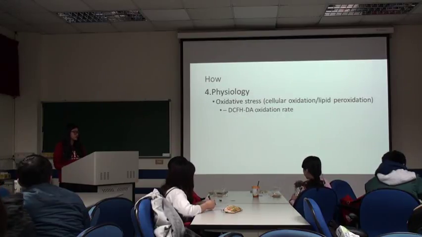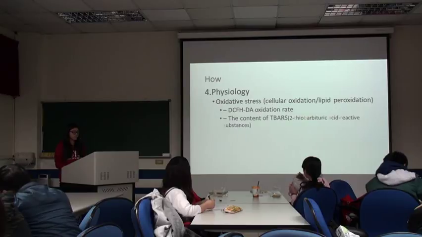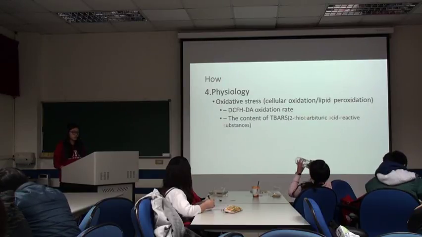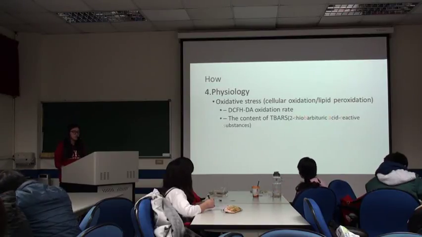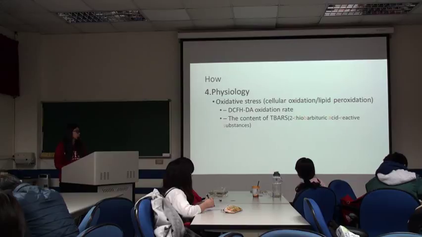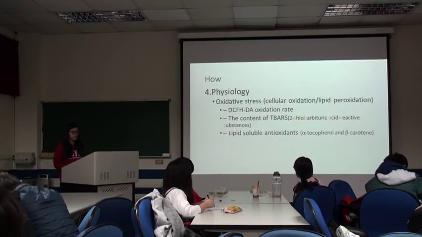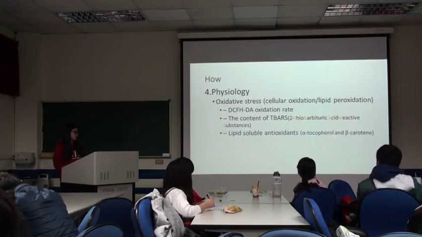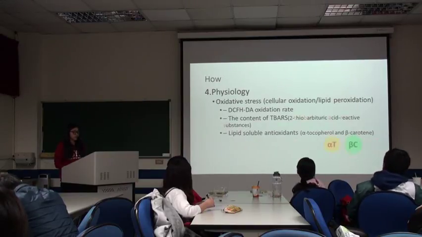And the other case is lipid peroxidation. We measured 2-thiobarbituric acid reactive substances, TBARS concentration, which were used as an indicator of ROS-induced lipid peroxidation. Then we also measured lipid cellular antioxidants, alpha-tocopherol and beta-carotene. We call them alpha T and beta C, so that we know the defense capability.